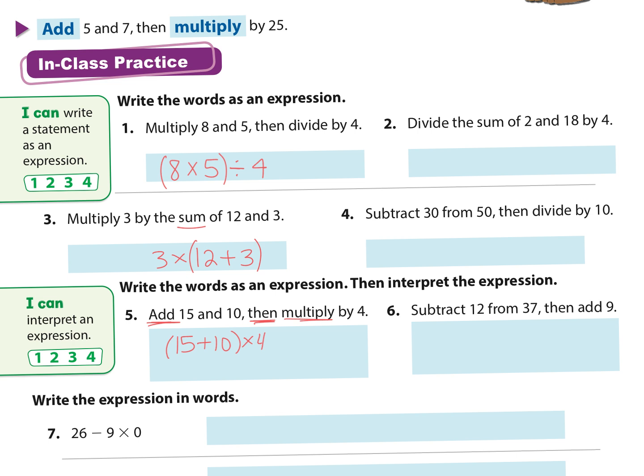So if I am going to do 15 plus 10 times 4, then I'm basically just rewriting this in a different way. I'm just saying I'm doing 4 times the sum of 15 and 10. This part's kind of silly. We know what we're doing, okay? So I just want to make sure you understand what the words are telling you to do. So it's just reinforcing that understanding, okay?